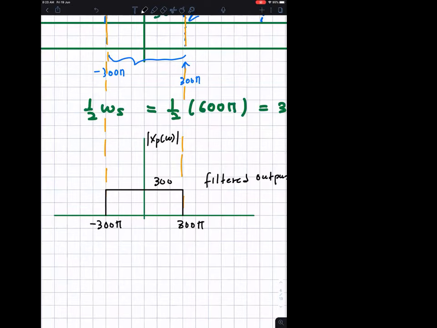But there may be a problem here. Right now, your sampling frequency in this case is 2 times the maximum. Remember, the bandwidth was 300 pi, right? Sampling frequency in this case is 600 pi. So when the sampling frequency is twice the bandwidth, which is determined by the highest frequency, 300 pi radians per second.